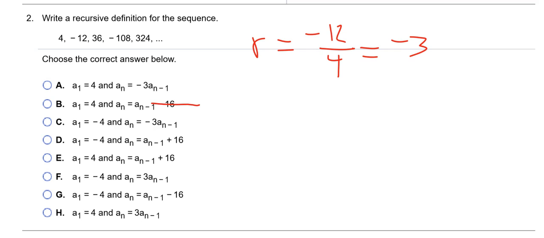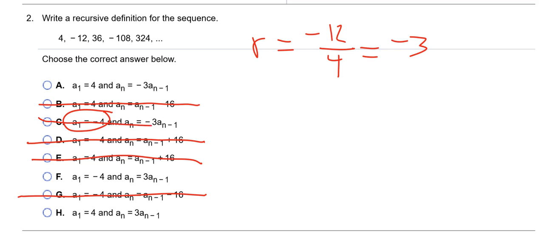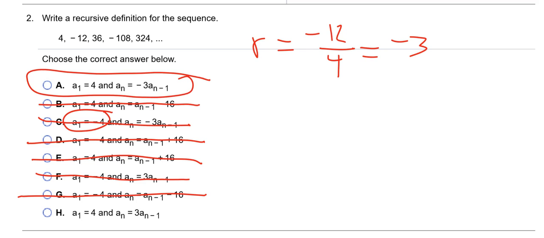So I'm getting rid of any choice where it looks like we are adding 16 or subtracting 16, because that just is not true. Why can't I get rid of this one? Because the first term is positive 4. Yeah, we can get rid of F. Which? The 3 is positive down in letter H. It has to be this one, because we are multiplying by a negative number.